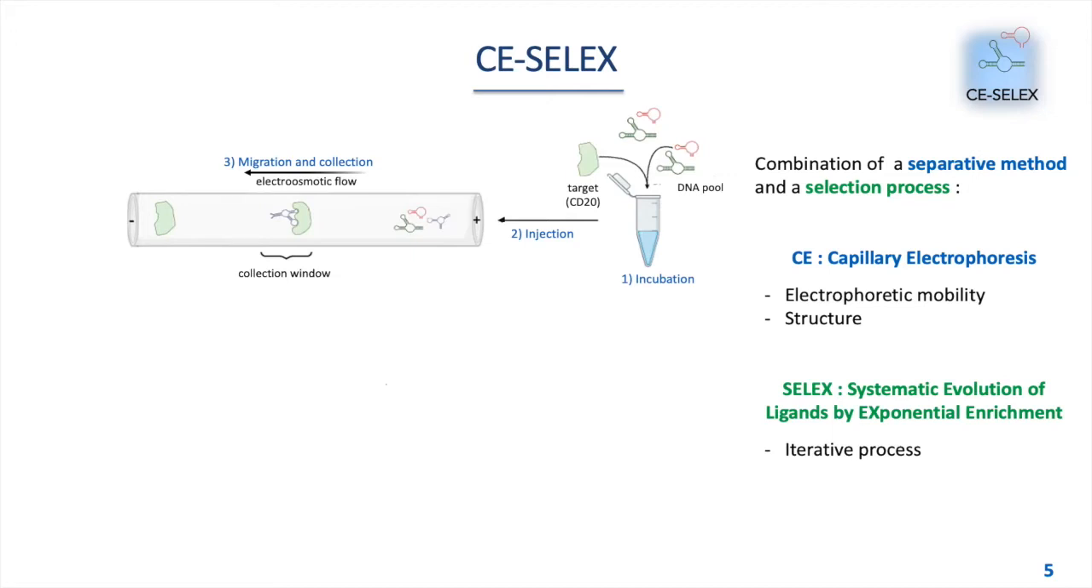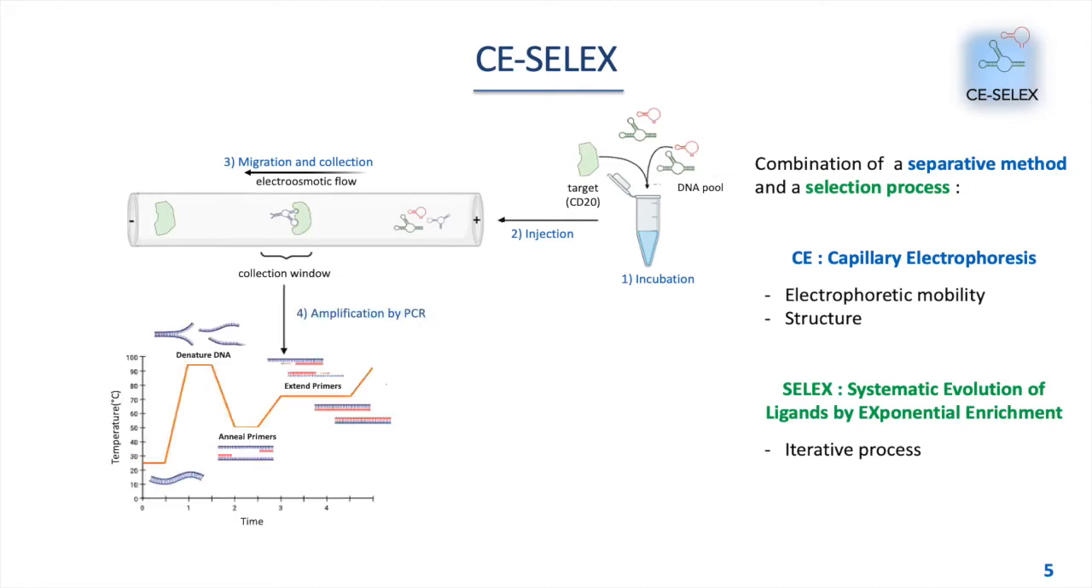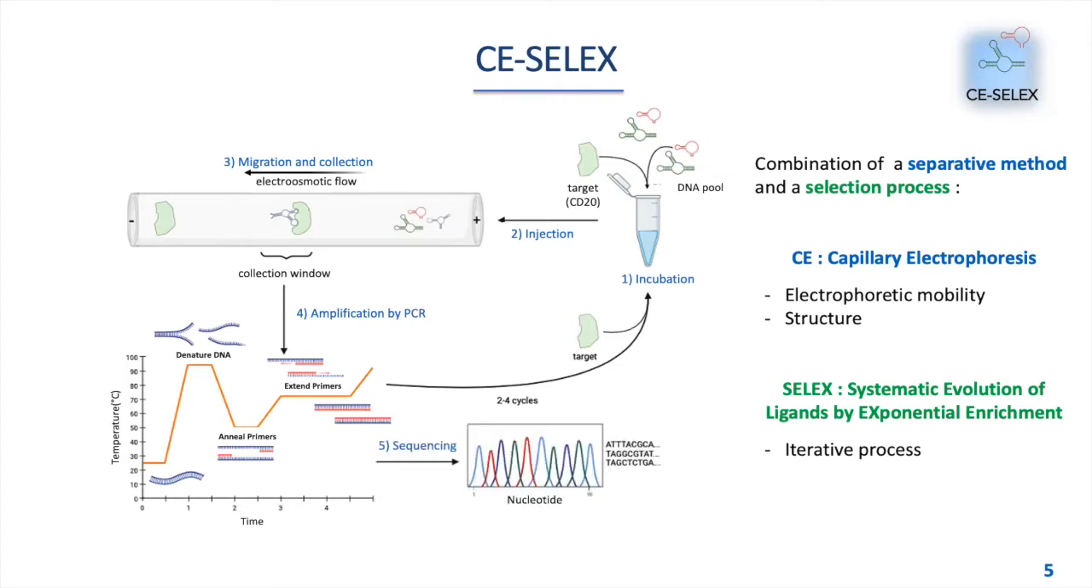So we want to collect the DNA bound to the target, then amplify it using PCR to start the cycle again a few more times to improve our selections. In the end of this process, the DNA pool is sent to the sequencing.